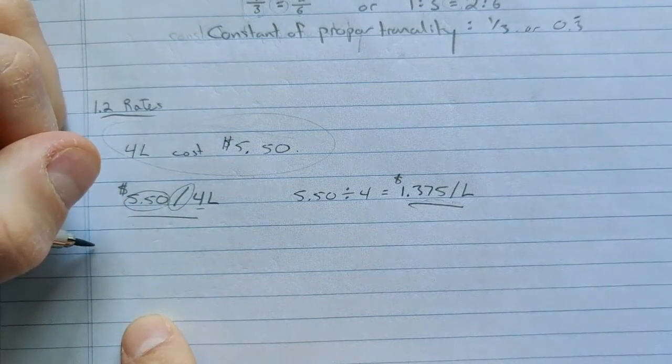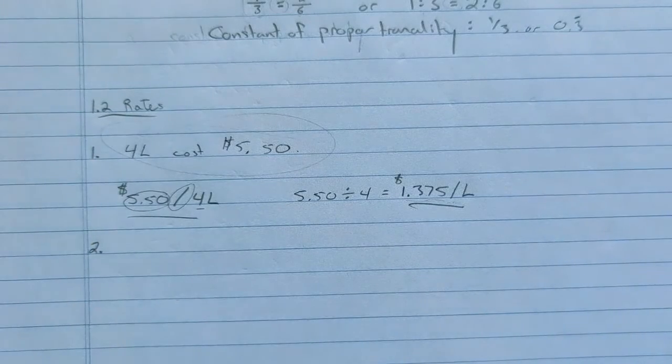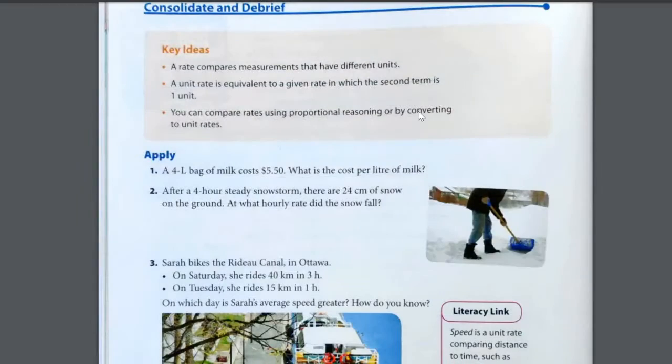So a couple more questions here from this section. If we look at a question like number 2, we have: after a 4-hour steady snowstorm, there are 24 centimeters of snow on the ground. At what hourly rate did the snow fall? So hourly rate means how much snow fell per hour. Hourly rate means how much per hour.